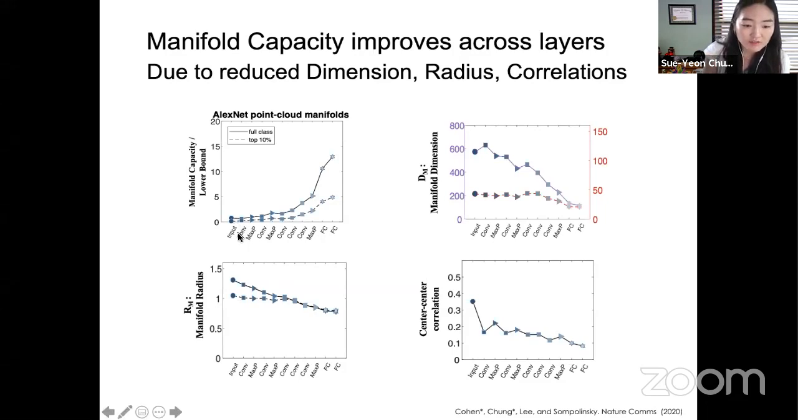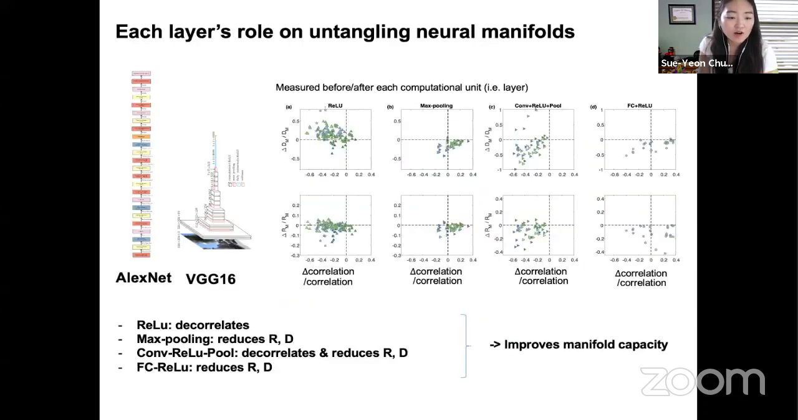Now, there are a lot of repeating motifs within these conventional deep nets. Here, we're looking at AlexNet, but you can find a similar motif in VGG16. And then you can start to analyze what is the effect of each network motif or the nonlinearities that are used a lot on the geometry of these object manifolds. And what you can see is that this is an analysis on the pre-trained network, and then just on all of the ReLU layers, before and after. So that's why we're showing the delta. So this is a change in the object dimension, change in the object radius, and a change in center correlations.